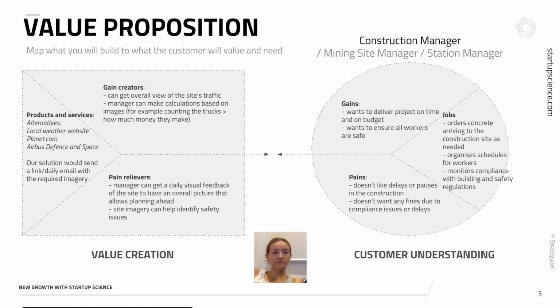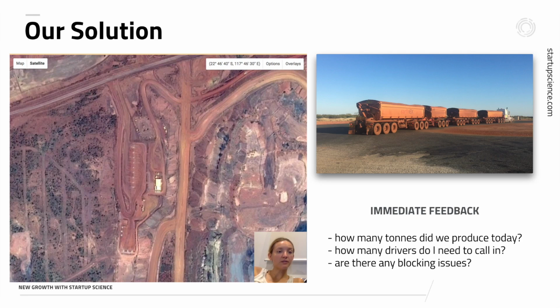There is a little example that we made here. This photo is a satellite image of the Tom Price mining site, and you can see a parking area in the middle. With our solution, if this would be taken at the right time when the shift finishes, the mining site manager would be able to see exactly how many road trucks are there, know how many drivers he needs to call in, how many tons they produced that day, and if there are any blocking issues on the road.